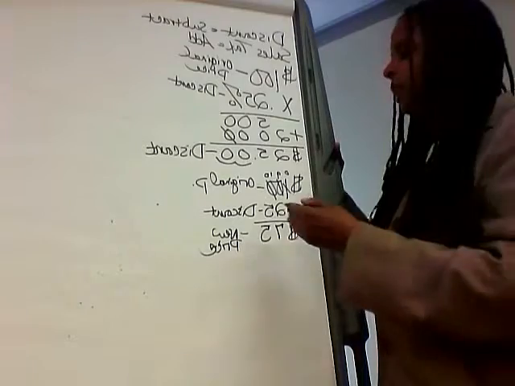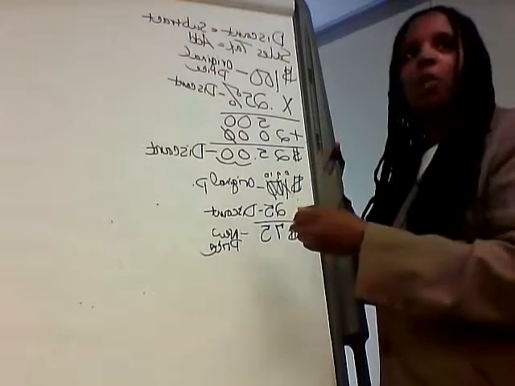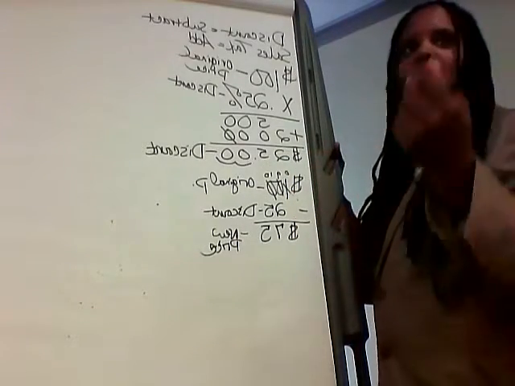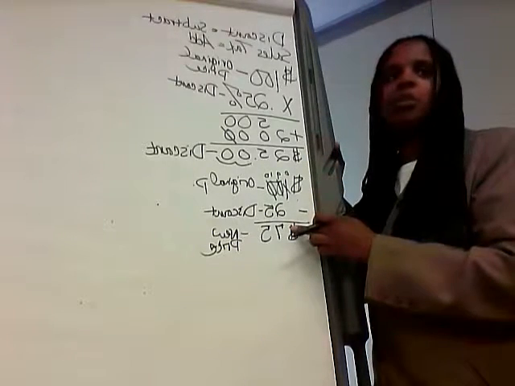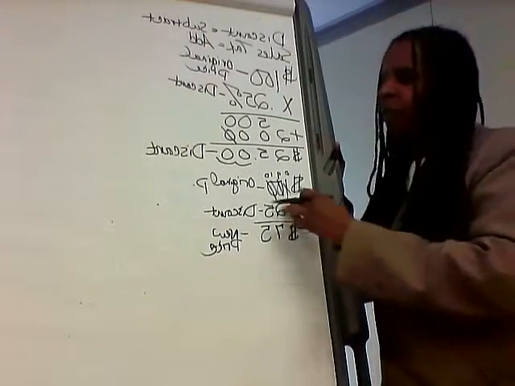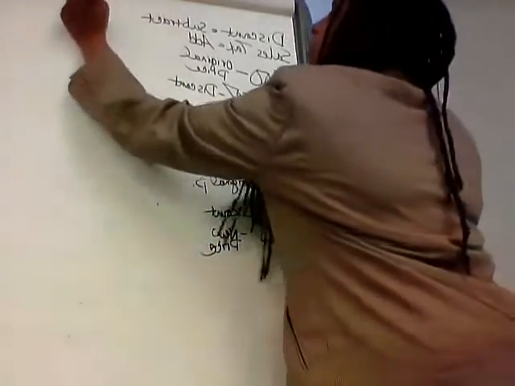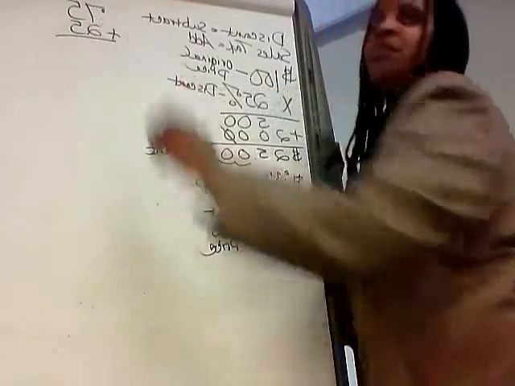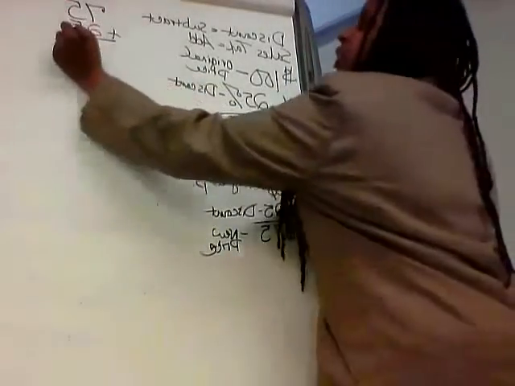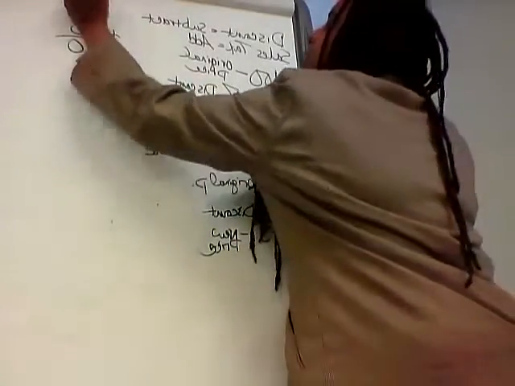Does anybody remember how to check math? Because if you're one of those people that still get confused when you borrow, sometimes you might borrow too much or not enough. So if you wanted to check this problem, what would you do? Add. Add 75 plus 25. That's right. What's 5 plus 5? 10. Put down your 0, carry 1.